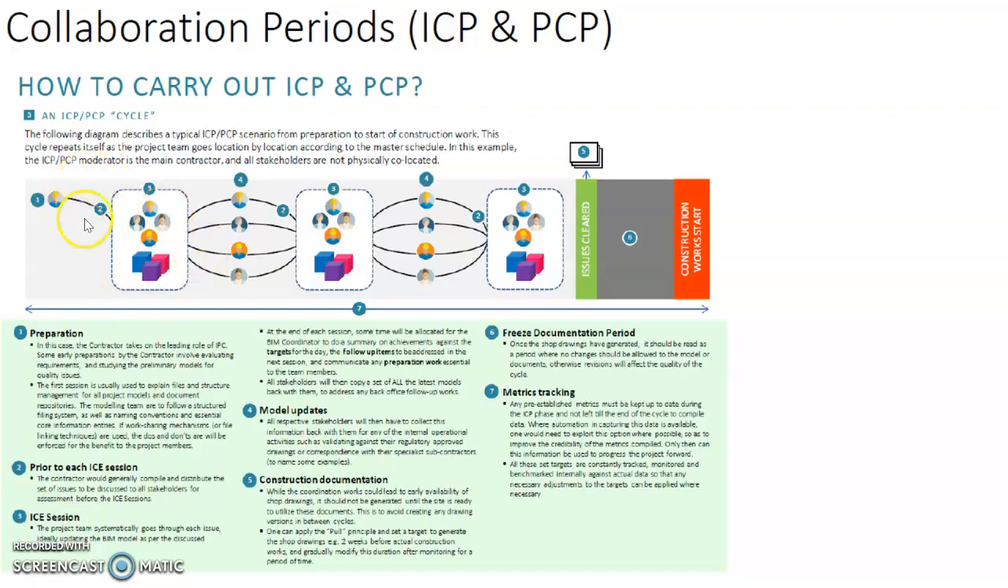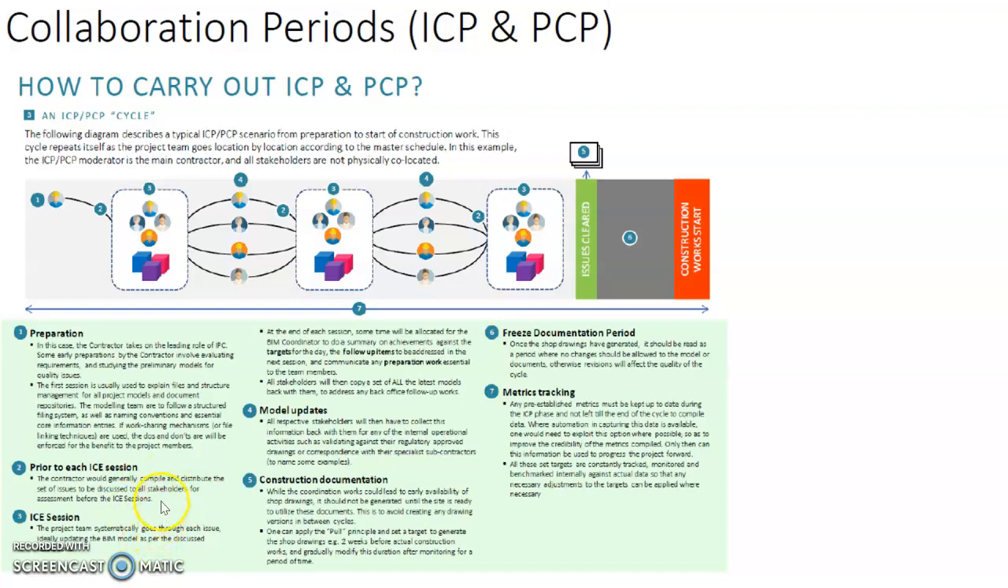Item number 2 refers to the preparation work that needs to be done before the commencement of each ICP or PCP session that is going to be undertaken in an integrated concurrent engineering type of manner. So prior to each integrated concurrent engineering session, which could be ICP or PCP, the contractor would generally compile and distribute the set of issues to be discussed to all stakeholders for assessment before the actual session.